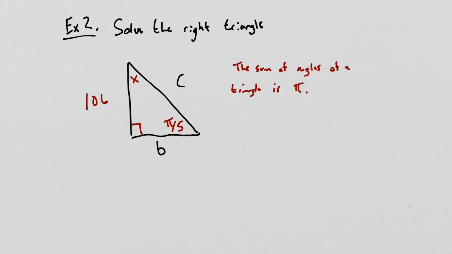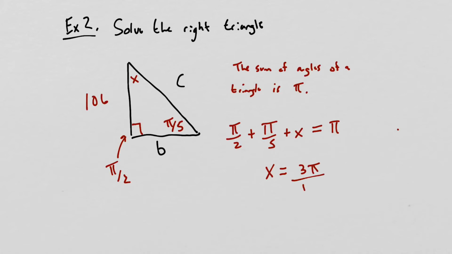And we know that 90 degrees is the same thing as pi divided by 2. So the sum of the things that we do know is that pi divided by 2 plus pi divided by 5 plus the unknown x needs to be equal to pi itself. We can go ahead and just solve for x, and we'll see that x is going to be equal to 3 pi divided by 10.